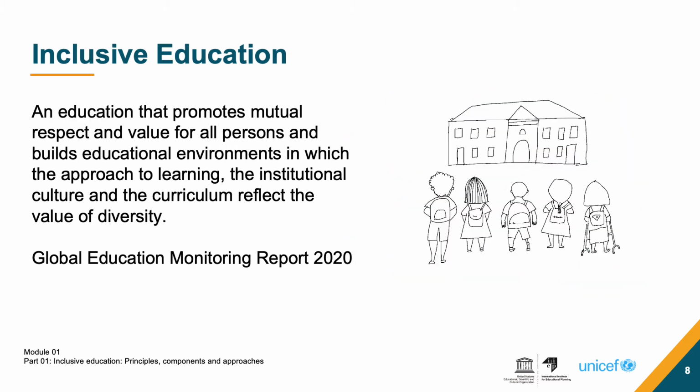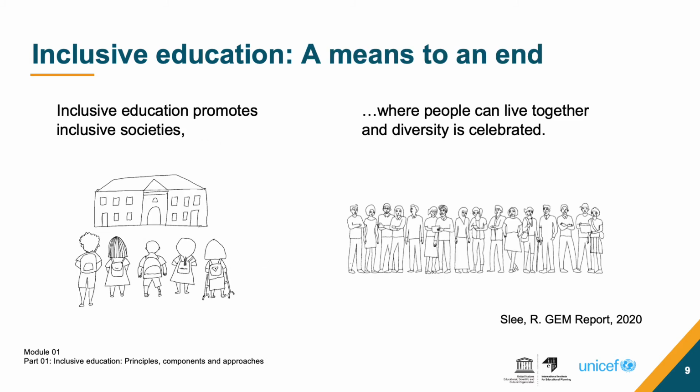So what does this mean for education? An inclusive education promotes mutual respect and value for all persons and builds educational environments in which the approach to learning, the institutional culture, and the curriculum reflect the value of diversity. Stated slightly differently, inclusive education should be understood as the means to move towards more equitable systems and ultimately more inclusive societies where people can live together and diversity is celebrated.